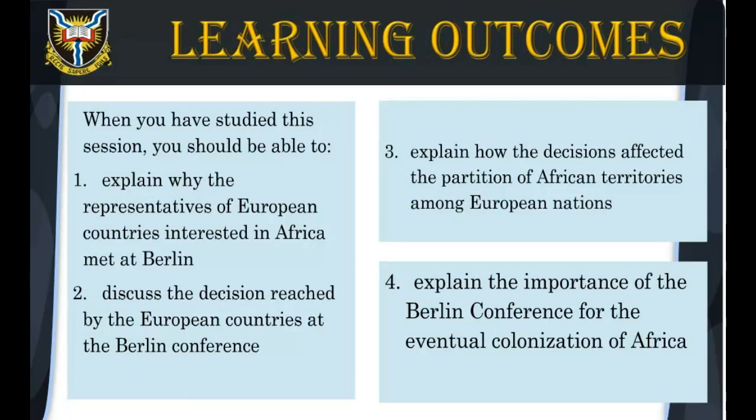Learning outcomes. When you have studied this session, you should be able to: 1. Explain why the representatives of European countries interested in Africa met at Berlin. 2. Discuss the decision reached by the European countries at the Berlin Conference. 3. Explain how the decisions affected the partition of African territories among European nations. 4. Explain the importance of the Berlin Conference for the eventual colonization of Africa.